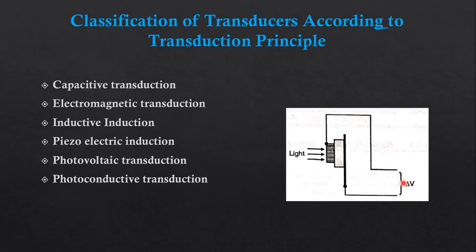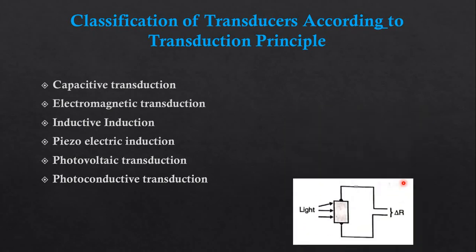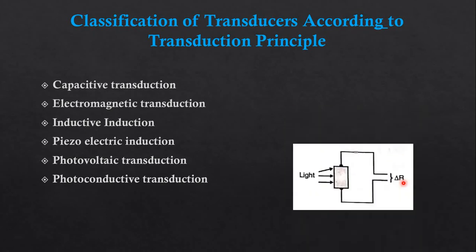Next is photoconductive transduction. In photoconductive transduction, the measurand is converted to a change in resistance of a semiconductor material by changing the light incident on it, or applying light on it. Okay, as we can see over here in the figure. So this is the classification of transduction according to the transduction principle.